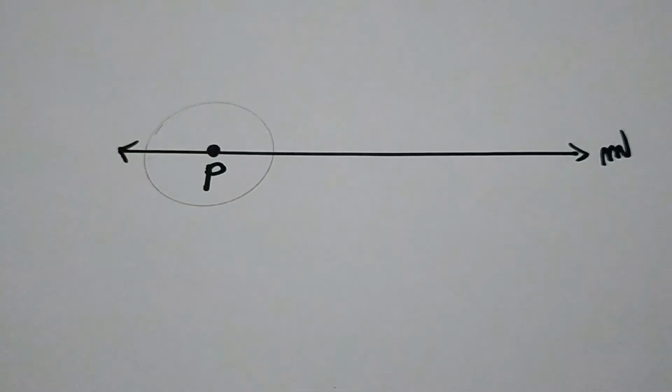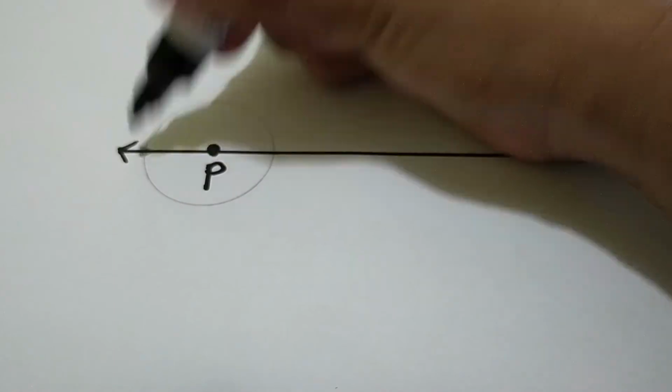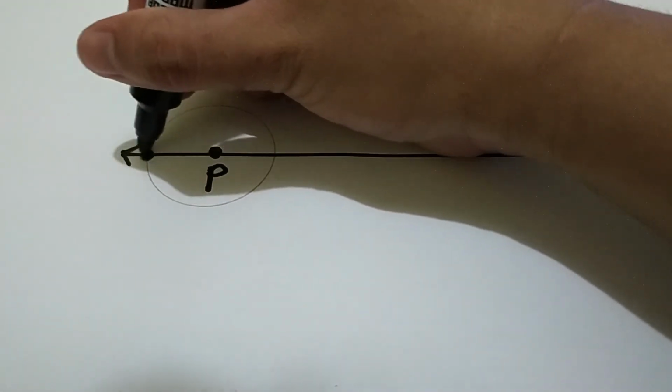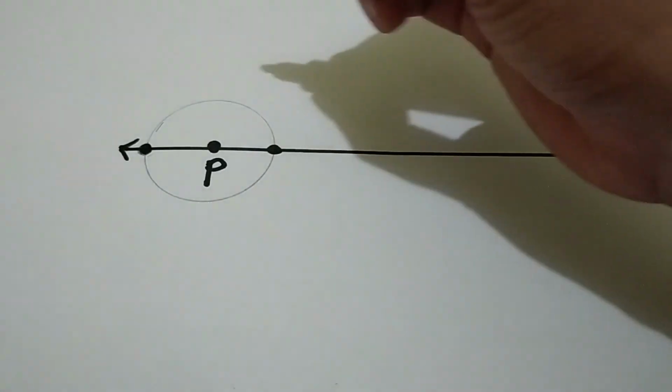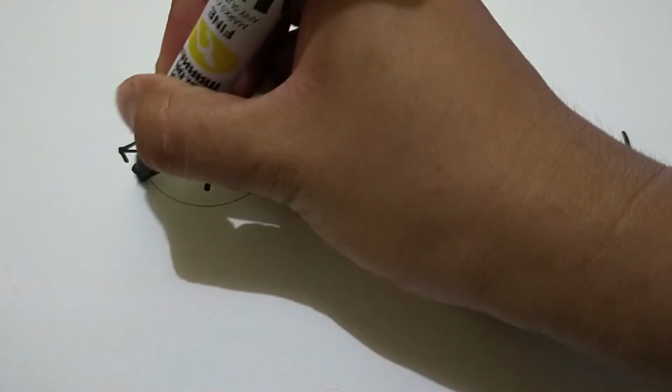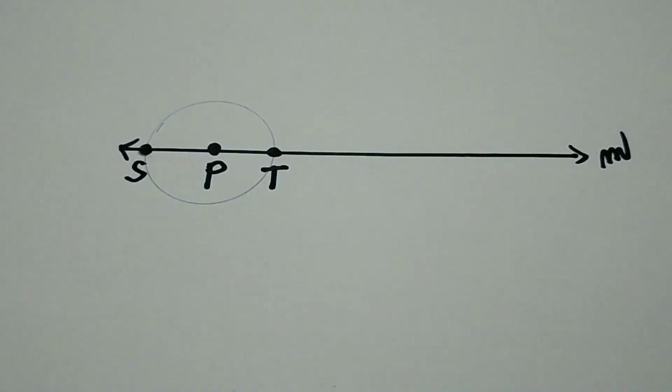So there we have it, just enough mark to do it. Okay, so since we already have a circle, we can now identify 2 points. So we have here 1 point and another point, and I am going to name this point as point S and this one as point T. Again, our goal is to draw a perpendicular line to line M.